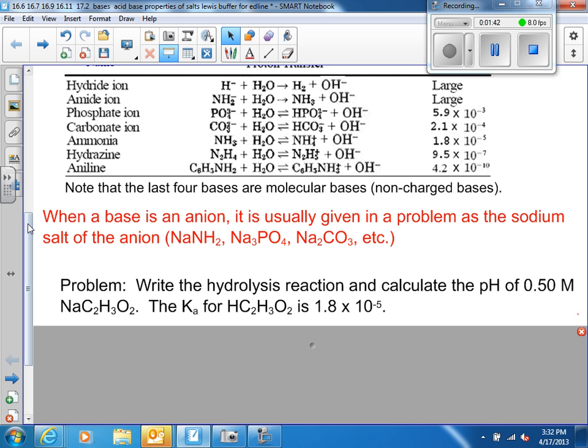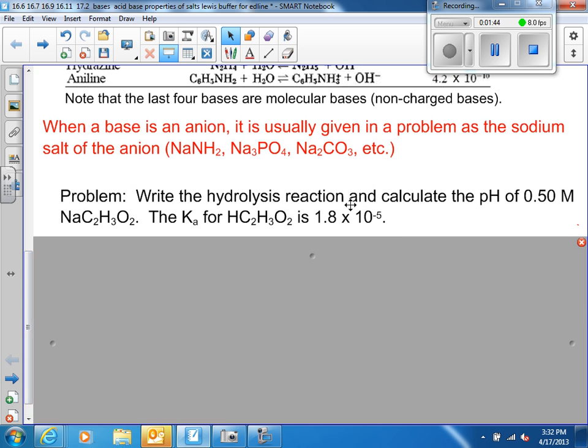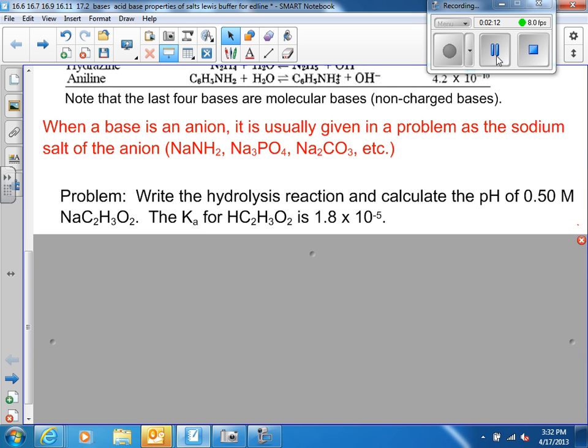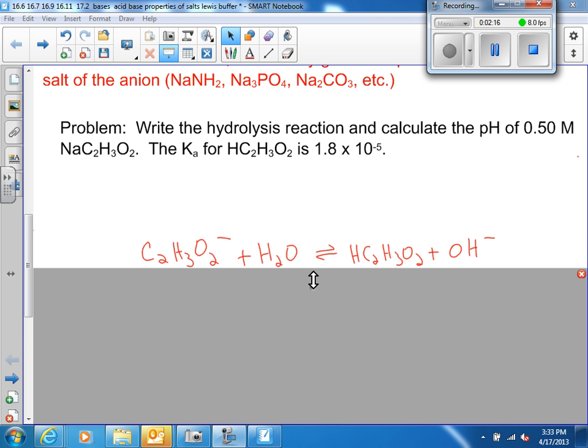So first problem, write the hydrolysis reaction and calculate the pH of 0.5 molar sodium acetate. You're given the Ka for acetic acid, which notice is the conjugate acid for acetate, the base. So try to write the reaction. I've got the reaction right underneath here. We're going to ignore the sodium. We will have the acetate ion plus water, make the conjugate acid and hydroxide. Here's your reaction.